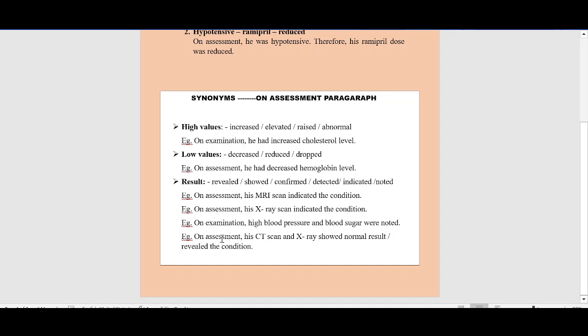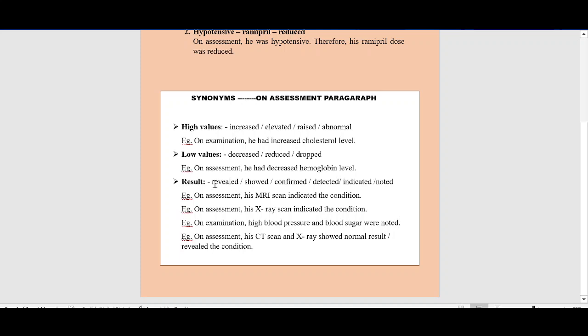I have given several examples. On assessment, his CT scan and X-ray showed normal results. Some patients get many investigations. In that case, you can use on assessment, or a series of investigations was done and it revealed normal results, or if it is abnormal, it showed abnormal results. Either you can explain vice versa, what was the normal result and which was the abnormal result, you can mention. Okay, this is a way to tackle it in OET writing.